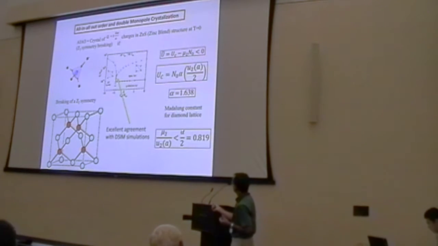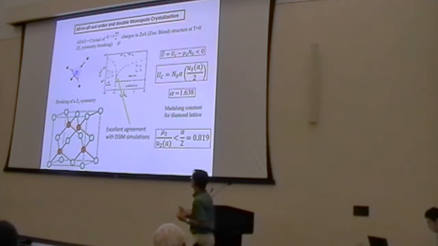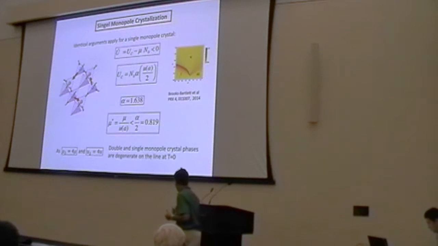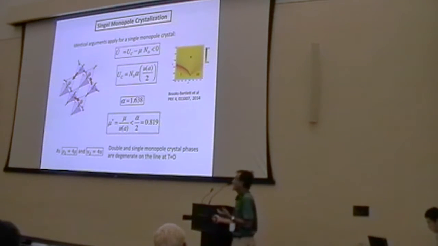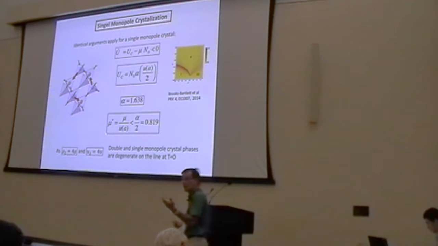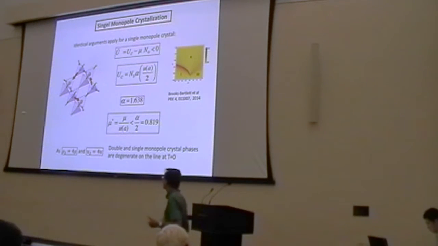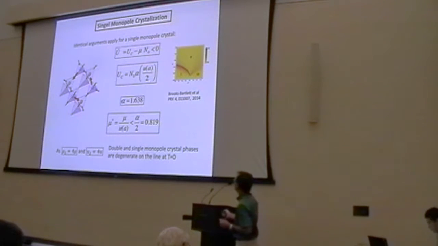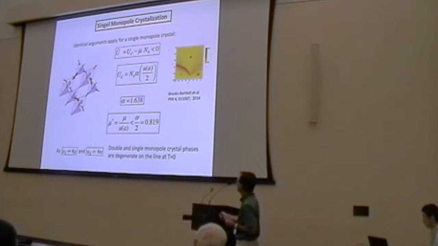And you get this prediction, and this is in very good agreement with simulations of the dipolar spin ice model. But there's a further preparatory point: if you do the same argument for a crystal of single charge monopoles, you get exactly the same threshold, because now this energy is a factor of four smaller, and this energy is a factor of four smaller, but the crossover is on exactly the same scale.